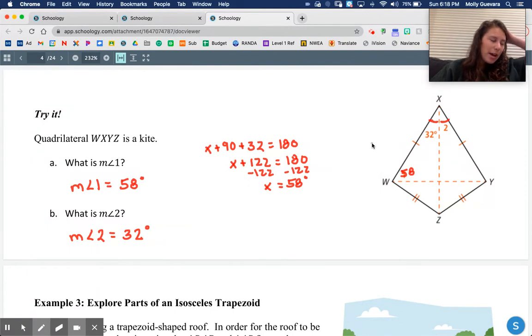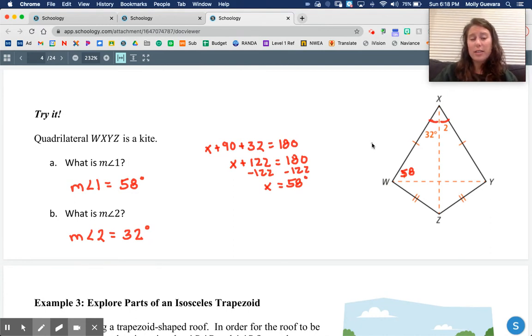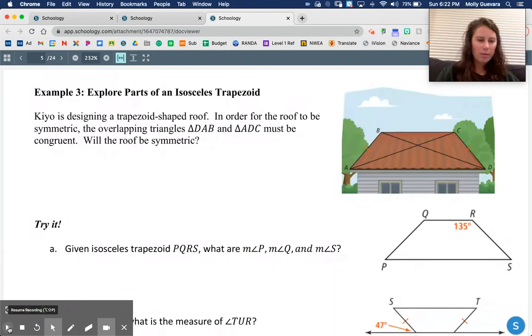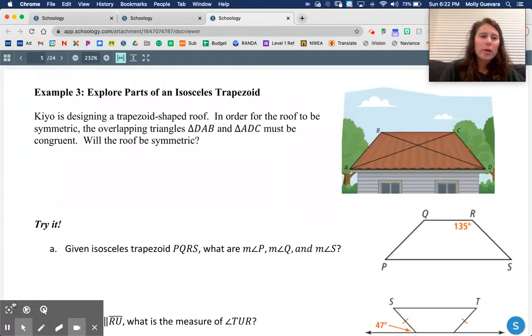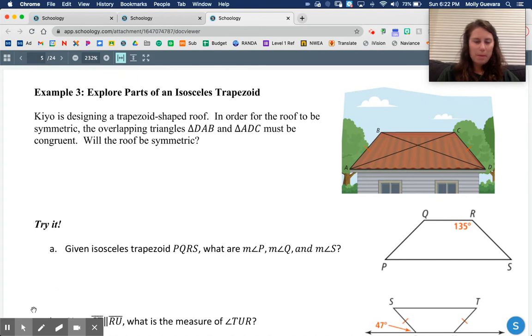What we're going to do now is we're going to switch over and we're going to look at isosceles trapezoids and some of the special properties that happen in isosceles trapezoids. Okay, so let's start with a real world example of how we can use these isosceles trapezoids. So Kaio is designing a trapezoid-shaped roof. In order for the roof to be symmetric, the overlapping triangles DAB and ADC must be congruent. Will the roof be symmetric?